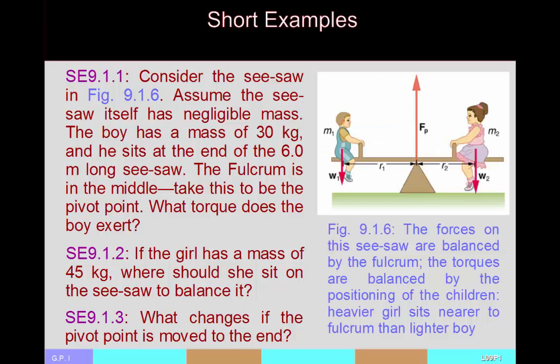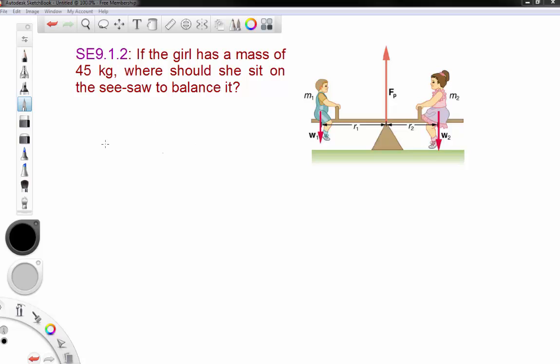Okay, so let's look at the next example. Suppose that this girl has a mass of 45 kilograms. Where do we need to put her in order for this system to be balanced? If we need this system to be balanced, that's the same as saying the sum of forces is equal to 0 and the sum of torques is equal to 0. The sum of forces being 0 basically means that this upward force balances the two downward forces. So we solve for Fp equals Fg1 plus Fg2, or using the labeling, weight 1 plus weight 2.